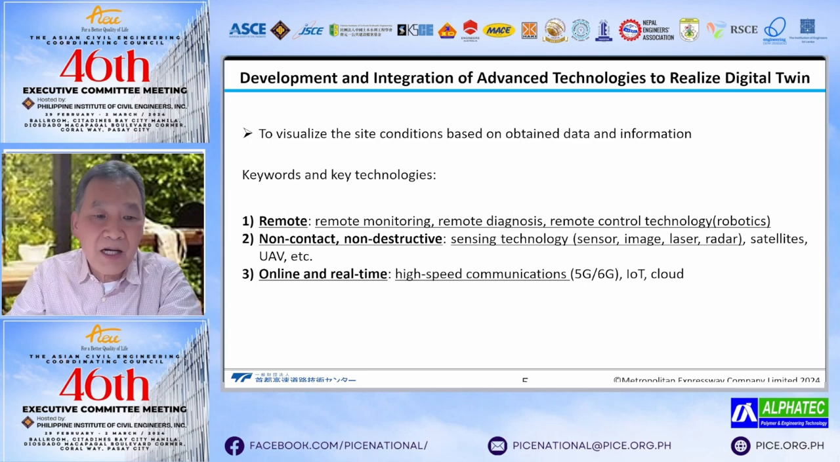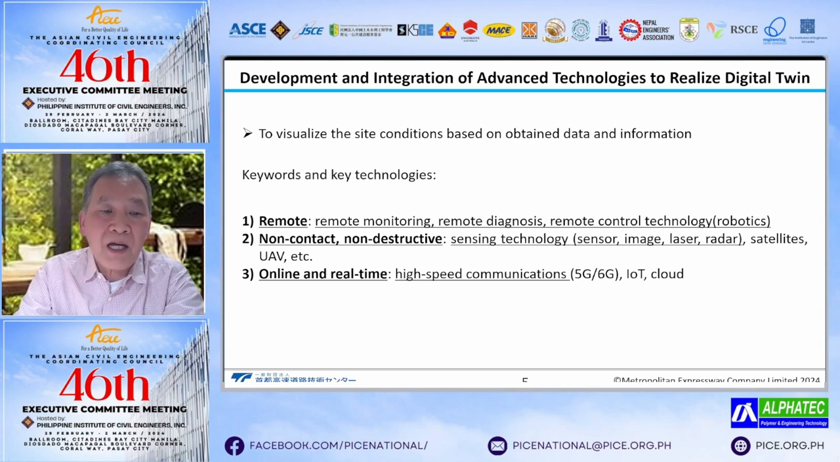And non-contact and non-destructive. That means sensing technology: sensing sensor, image sensor, laser, and radar. Those are the sensing technologies. And the third one is online and real time. That is high-speed communication such as 5G and, in a couple of years, 6G, and IoT and cloud technologies. So we need to develop and integrate this kind of advanced technology to realize the digital twin.